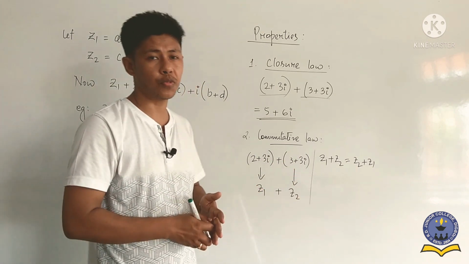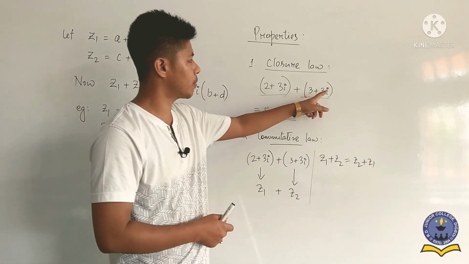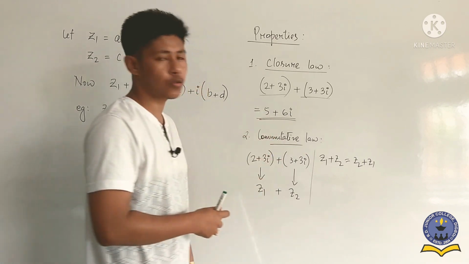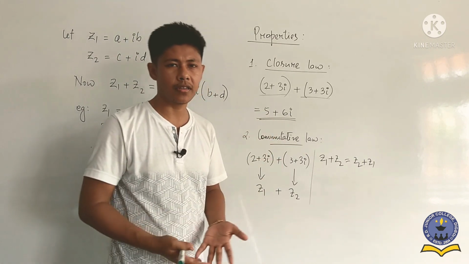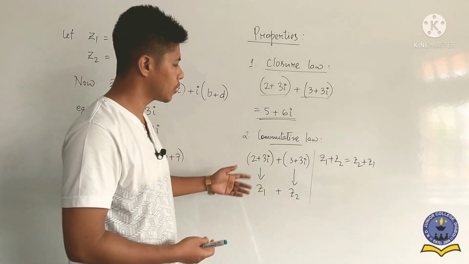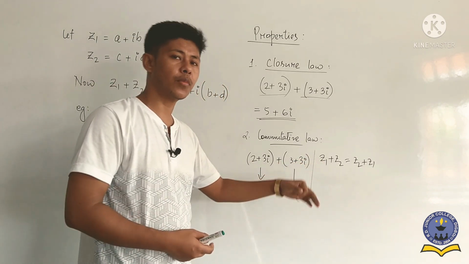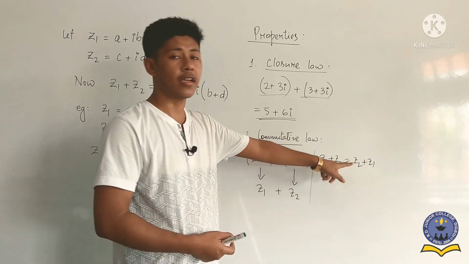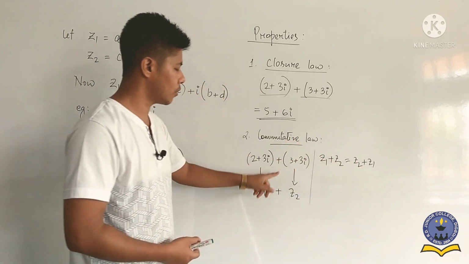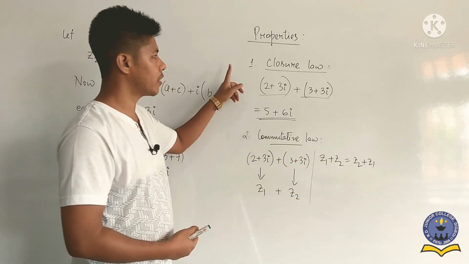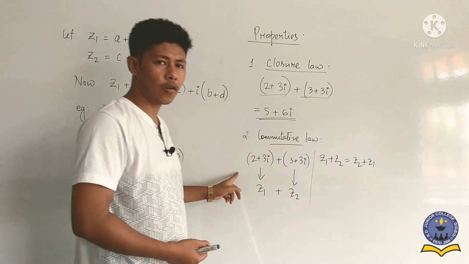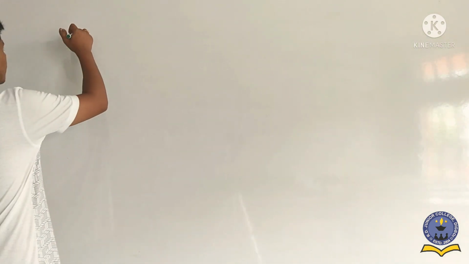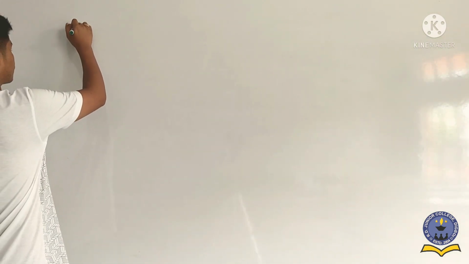In case of addition it is possible, because here you see 2 plus 3i plus 3 plus 3i, if we add then we get 5 plus 6i. If we reverse this one, 3 plus 3i plus 2 plus 3i, if we add again we get the same result. So commutative law means what? If we interchange the complex numbers, then also we get the same answer. The theory is this: z1 plus z2 is equal to z2 plus z1. So it is known as commutative law. So this one is the difference between closure law and commutative law. Is it clear? Okay.